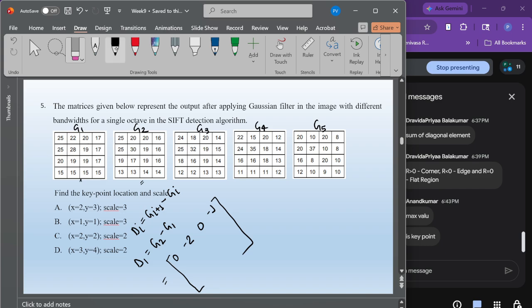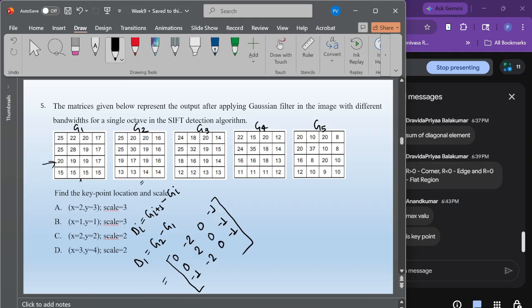Now move to our next row. So row 2: 25 minus 25, again 0. 30 minus 28, 2. 19 minus 19 is 0, and 16 minus 17 is minus 1. Now move to the third row. So 19 minus 20, minus 1. Here 17 minus 19, so minus 2. 19 minus 19 is 0. 16 minus 17 is minus 1, right?